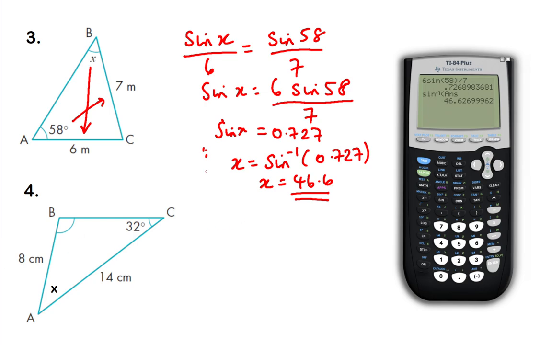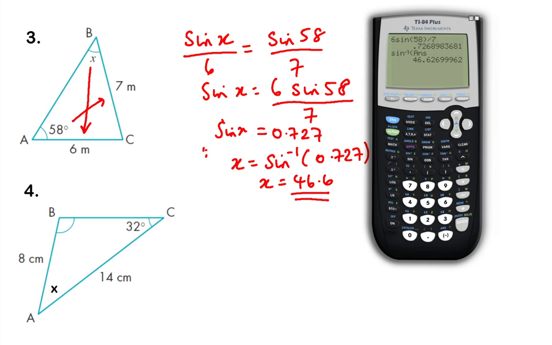Okay, let's look at this next question. Now again, we need to first of all check whether we have the condition for using the sine rule, which is to know an angle and its opposite length. Okay, now in this question, yes, we do, because we have an 8 and we have it matched up with the 32. So this one is possible by using the sine rule.